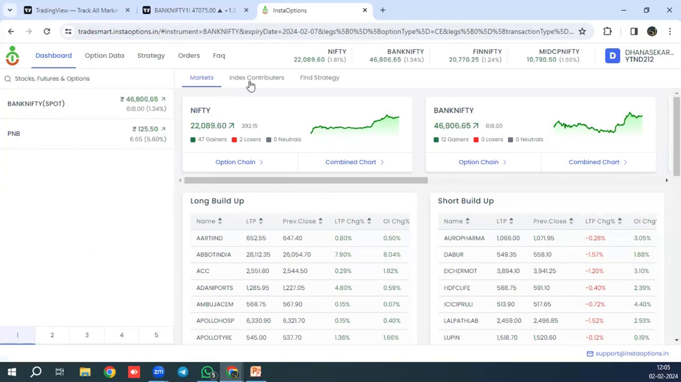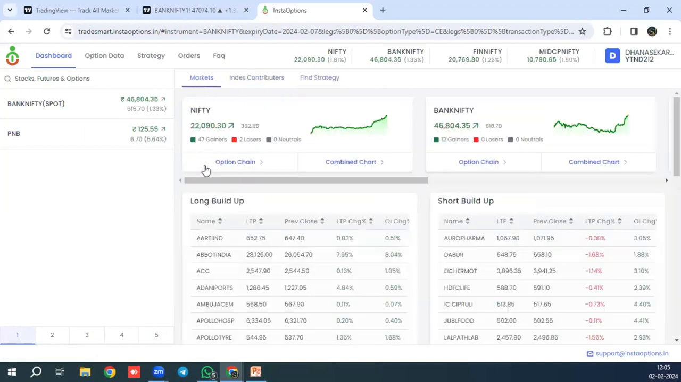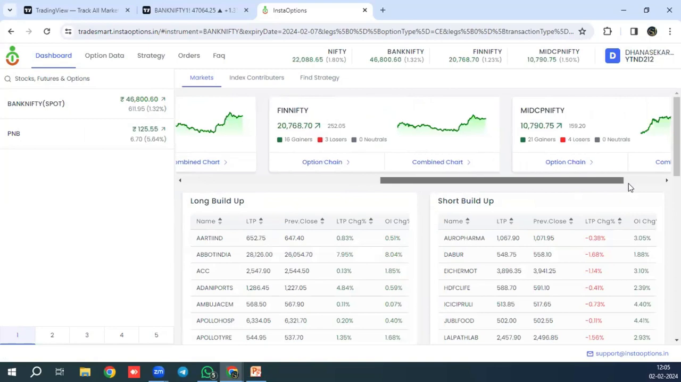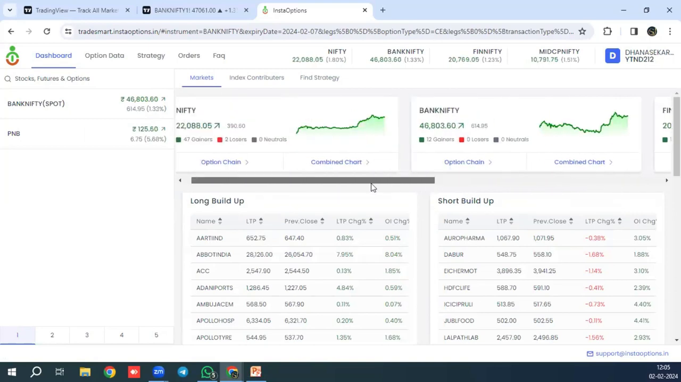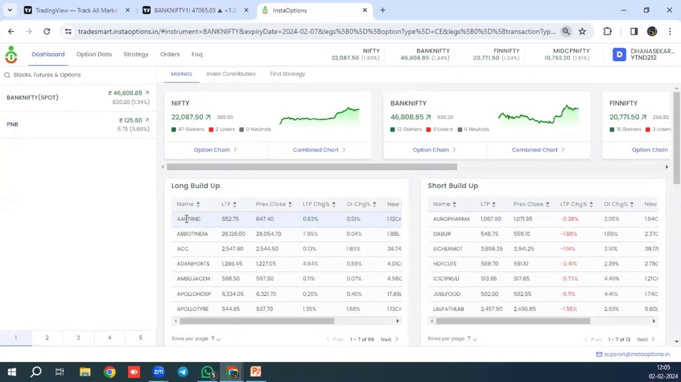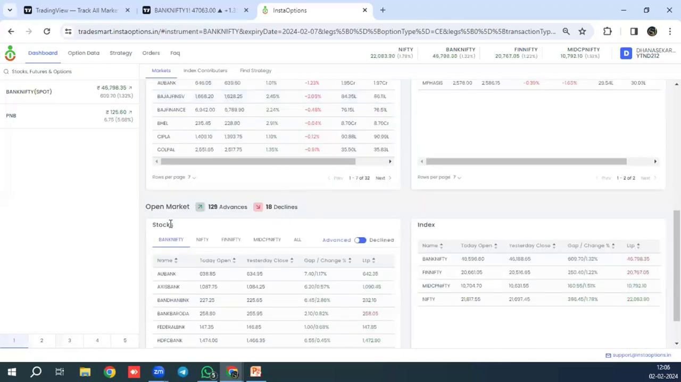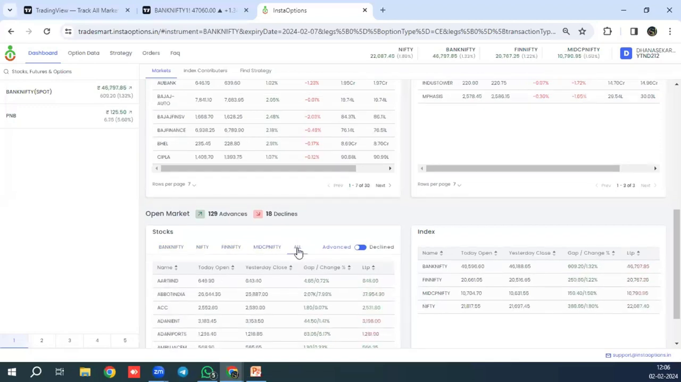So in dashboard, you'll find markets, index contributors, and strategies. Okay, so in markets, you can see option chain, combined premium chart of Nifty, Bank Nifty, Fin Nifty, and mid cap. And very soon, Sensex will also be available. Here, you can find long build-up, short build-up, and short covering, long unwinding stocks. So this will get updated every 3 minutes. Okay. And here we can find advance and decline ratio of Bank Nifty, Nifty, Fin Nifty, Mid Cap Nifty, and all together. So if you want to toggle from advance to decline, you can just click here.